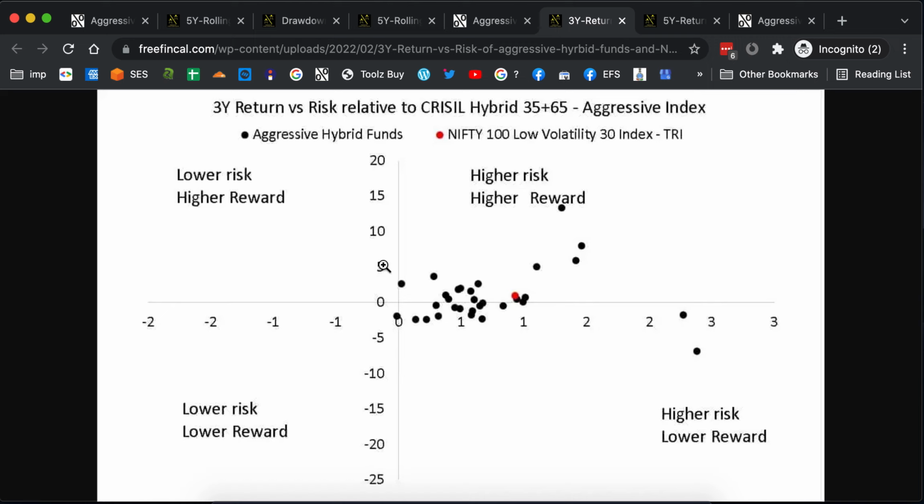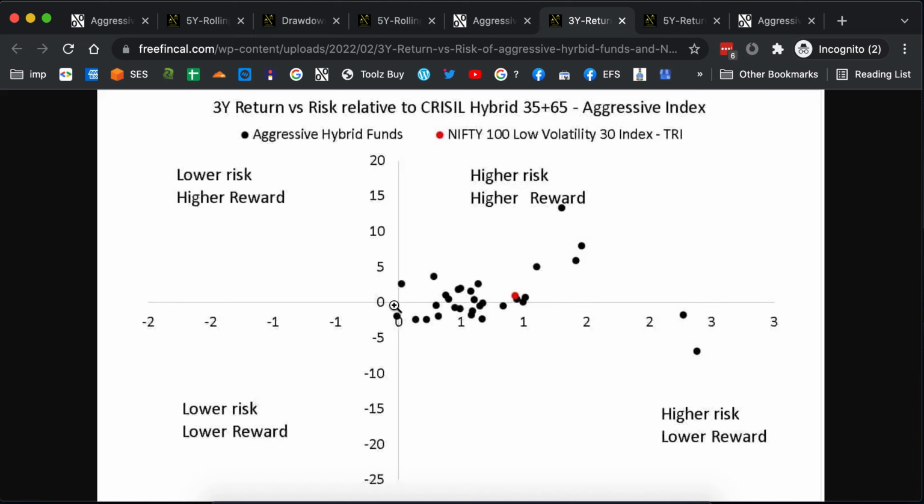So reduced return versus reduced risk means we are now calculating the 3-year return of aggressive hybrid funds minus the 3-year return of the hybrid index. The risk also the same way, the 3-year standard deviation of the aggressive hybrid fund minus the 3-year standard deviation of the hybrid index. So in this plot, which goes from something negative to something positive in the x and y axis, right at the center, the 0,0 point is the position of the hybrid index, that is the CRISIL hybrid index.